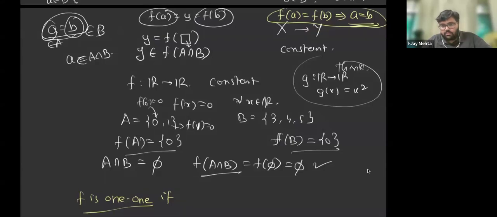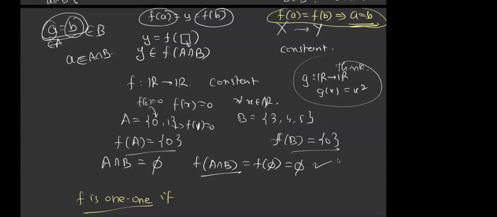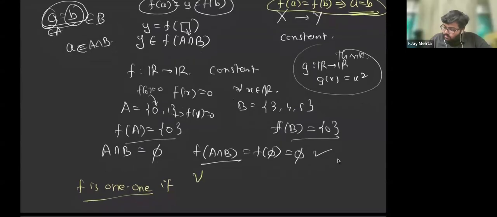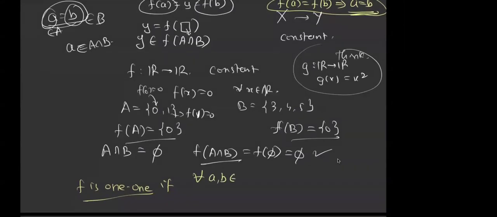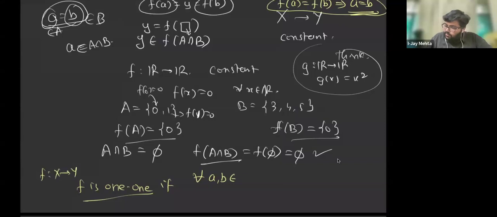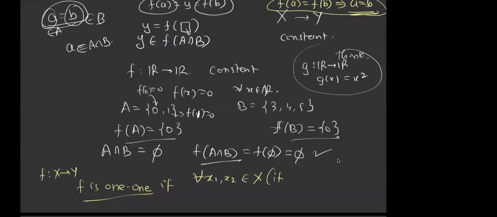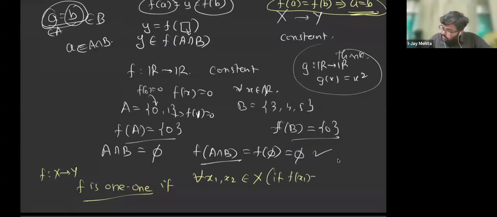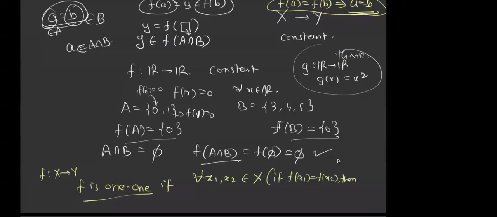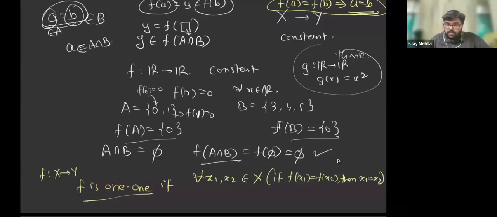Ritu? Given any a and b belonging to A, if f of a equals f of b, then a equals b. Yes, good. So I am writing X to Y, the general definition: given any x1, x2 in X, if f of x1 equals f of x2, then x1 equals x2.